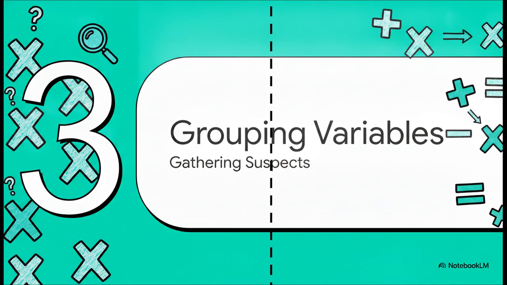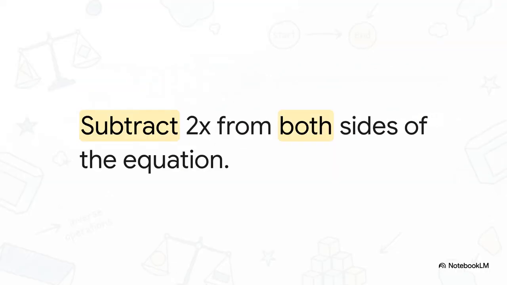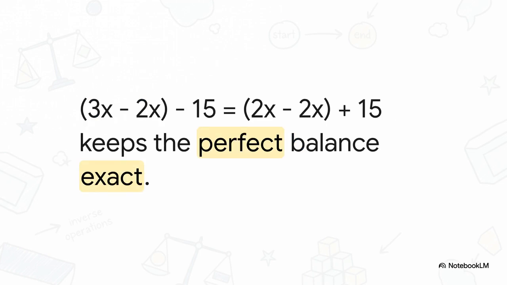Section 3. Grouping the variables, gathering the suspects. Right now, we have x terms sitting on both sides of the equal sign. To fix this, our goal is to get all those x terms over onto the left side. Look at the right side of the equation. We've got a 2x over there. So how do we cleanly remove it? Well, by performing the opposite operation. We need to subtract 2x. But remember our perfectly balanced scale? If we subtract 2x from the right side, we absolutely must subtract 2x from the left side as well to maintain that exact equilibrium.